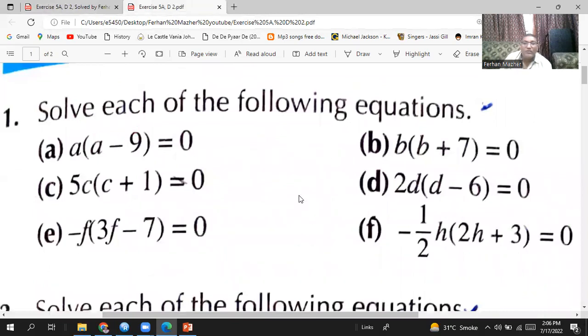Okay, the f part of question number 1: minus 1 by 2 into h into bracket start 2h plus 3 bracket close equals 0.